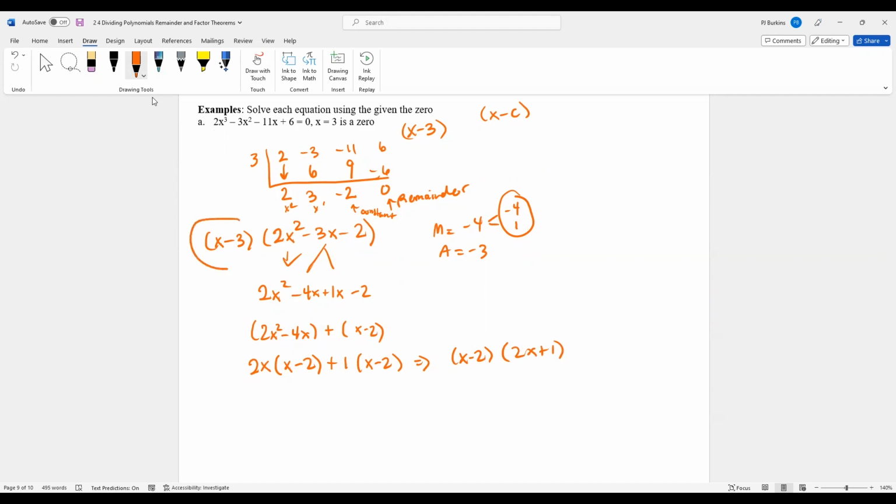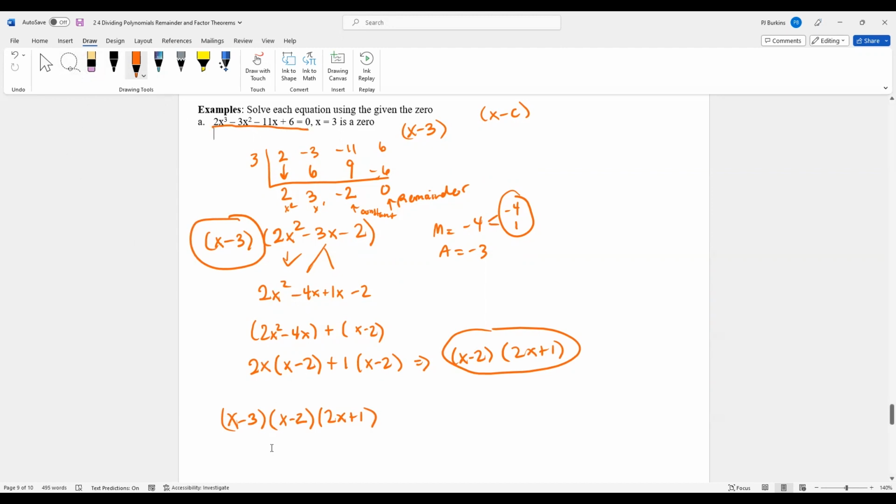So the complete factorization is this times this. And if you don't believe that we just found that, then take a few seconds, pause the video, multiply that all back out, and prove that you get back this.